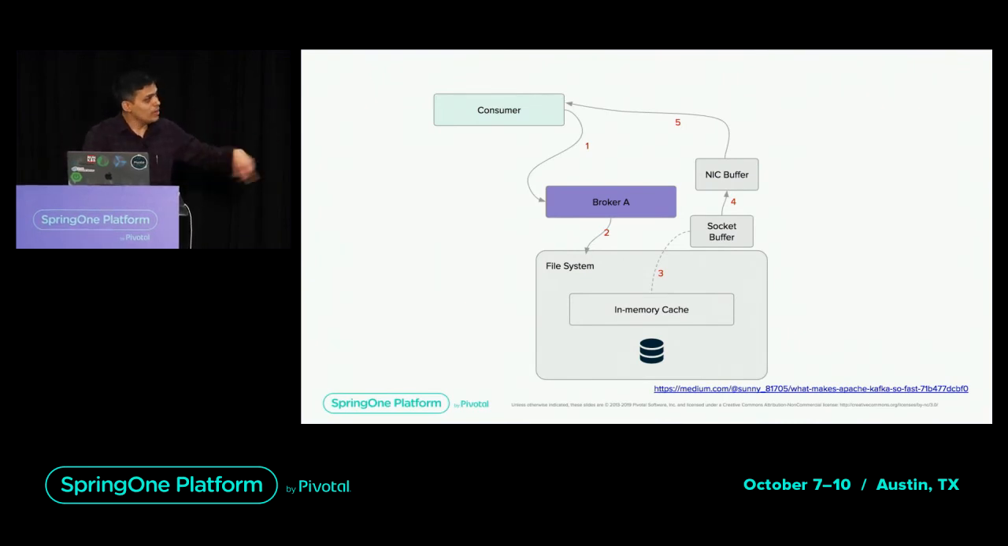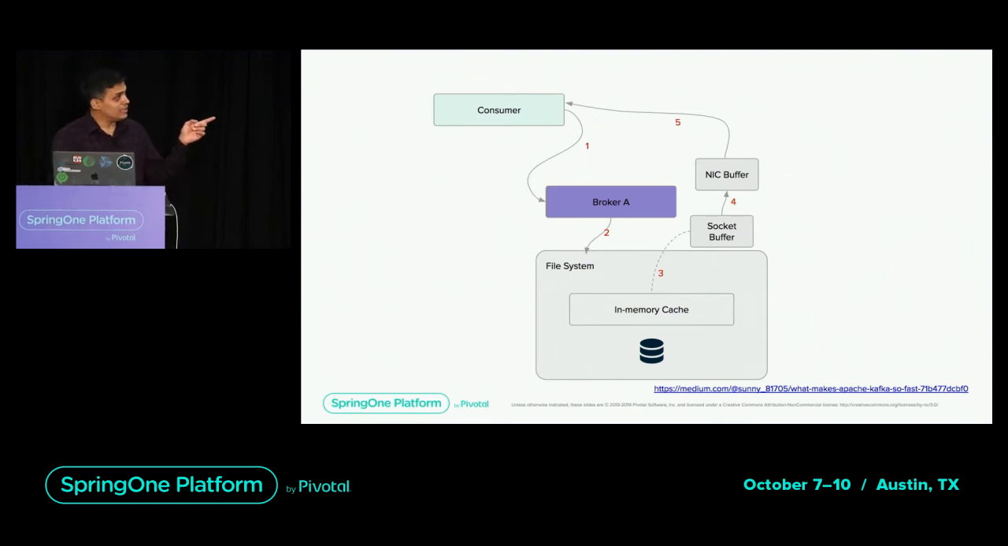Because of the zero copy sendfile, it has one more advantage. The data is available in the kernel space, and it sends directly to the NIC buffer and over the wire to the consumer. So it avoids even the Java heap on the return path. Zero copy sendfile is again an OS feature. Kafka doesn't do anything there. Kafka just takes advantage of the existing operating system features.